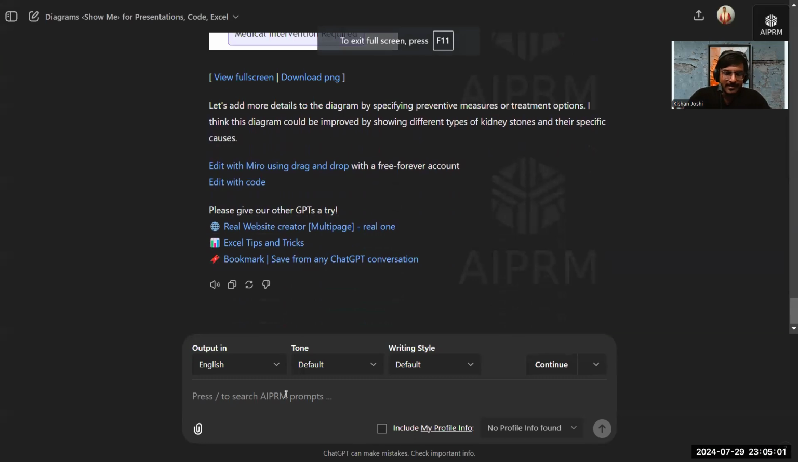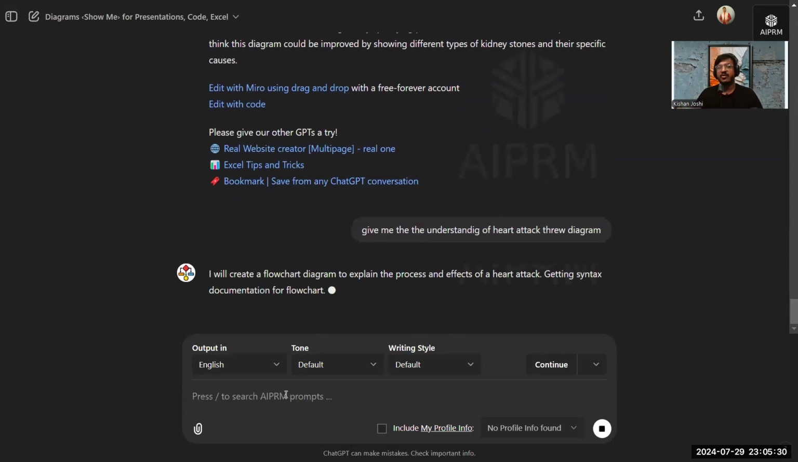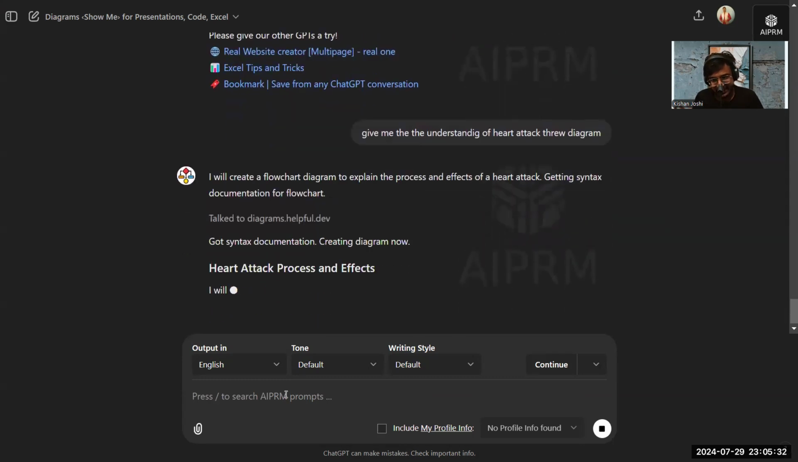Okay, give me the understanding of heart attack through diagram. Give me the understanding of the heart attack through diagram. It's a complex query I gave to ChatGPT.